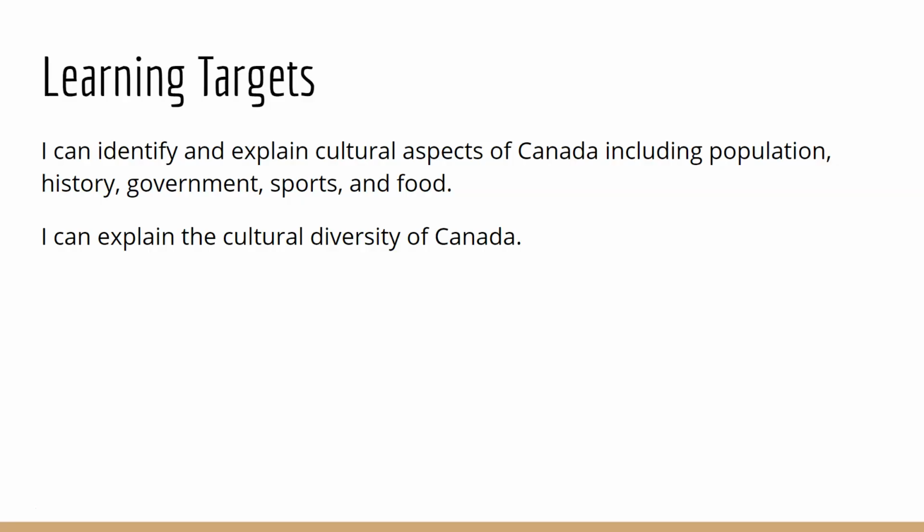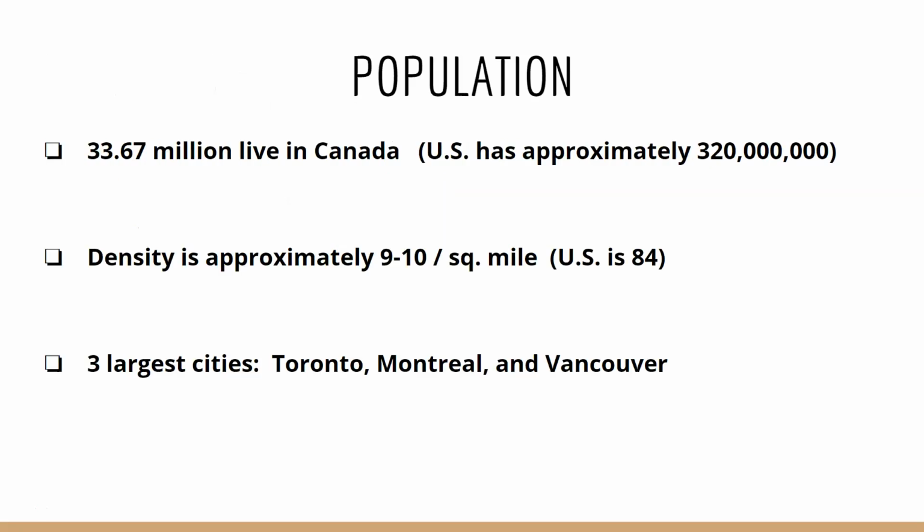Looking at our learning objectives for today, we're going to identify and explain some of the cultural aspects of Canada. In particular, I want to look at population, history, government, sports, and food. Canada is well known for some of its cuisine, so hopefully that will be either a little bit of review or a little bit of learning when it comes to the culture of Canada. We're also going to explain the cultural diversity of Canada. We're going to look at religion. We'll also look at the ethnic groups that make up the great nation of Canada.